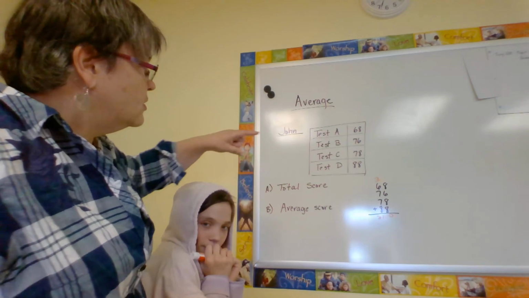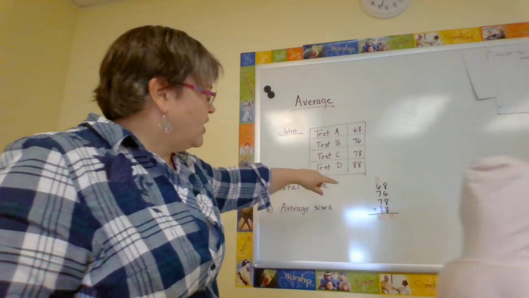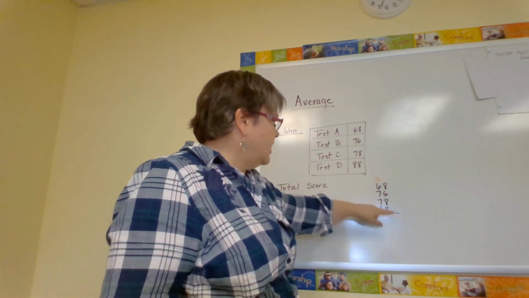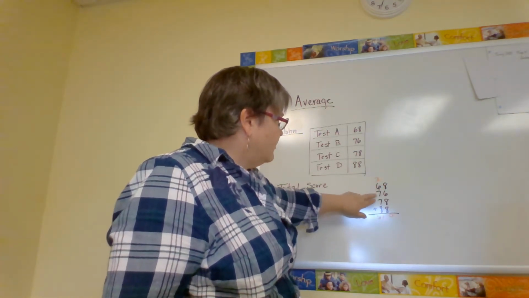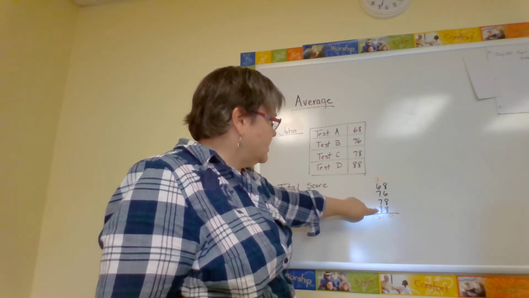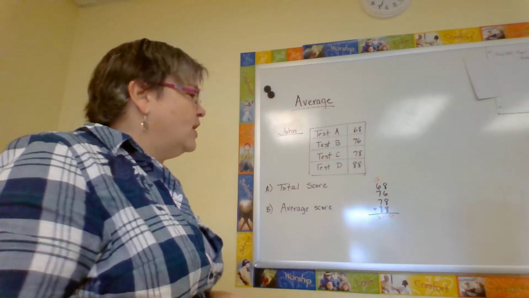So she got 310. Let's check her adding. 8 plus 6 is 14, carry the 1. We have 4 and 6 is 10, plus 8 is 18, 19, 20, 21. So she's correct. Good job. All right. Thank you, Phoebe.